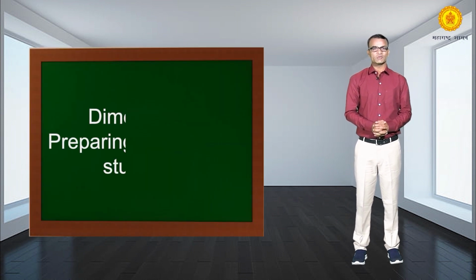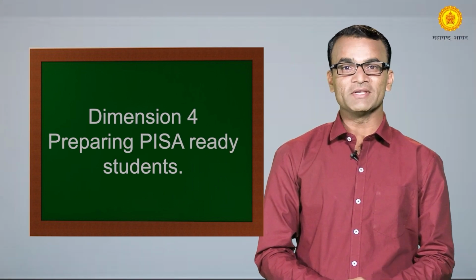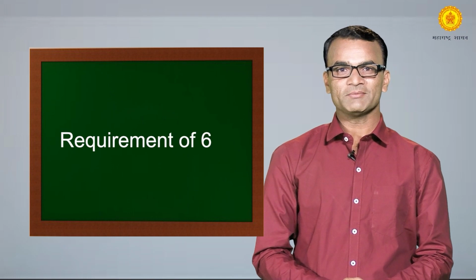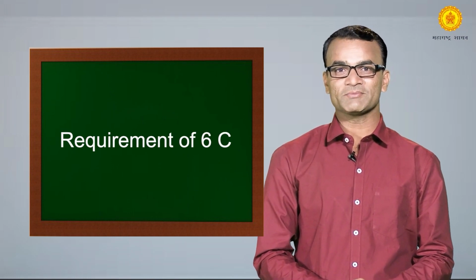We are learning the fourth parameter of international level of futuristic education. We have learned the first three. Now we will look at the fourth parameter. The fourth parameter of international level of global education is to create such students who will be ready for the PISA level. This is not Marathi PISA. That is a different matter. Let us now see what do we mean by making PISA level students ready.